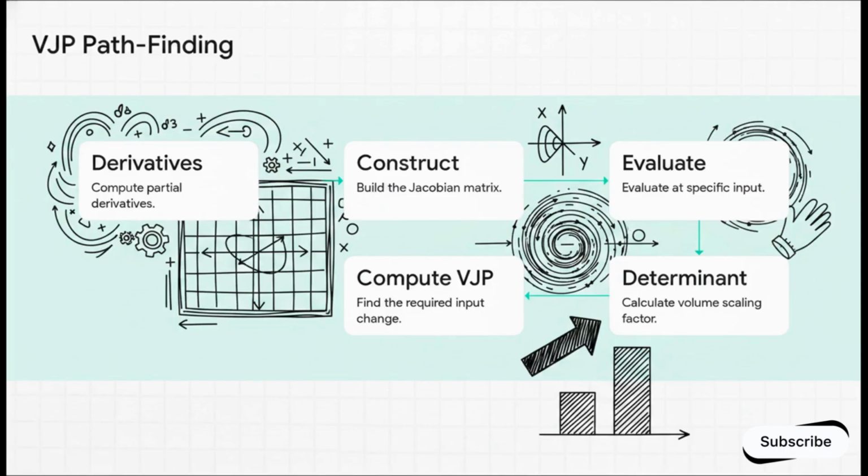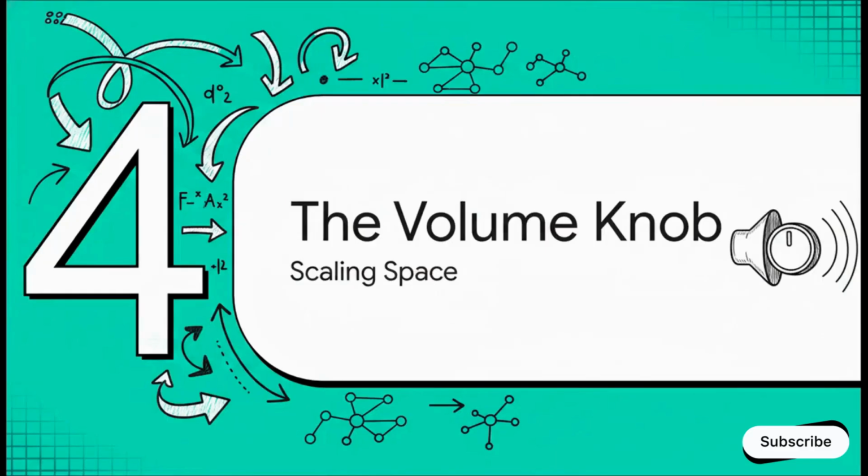Then, running our VJP pathfinding operation with an upstream vector of (1, 0), we get an output gradient of (2, 1). This instantly diagnoses that to increase our target output, input x1 is exactly twice as important as input x2. Which brings us to Section 4, the volume knob.